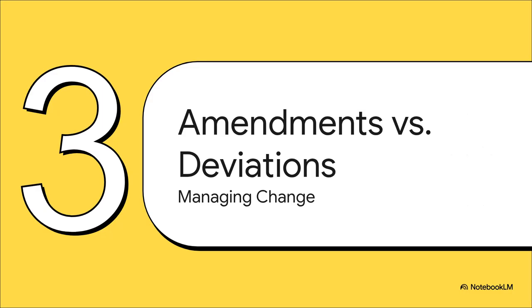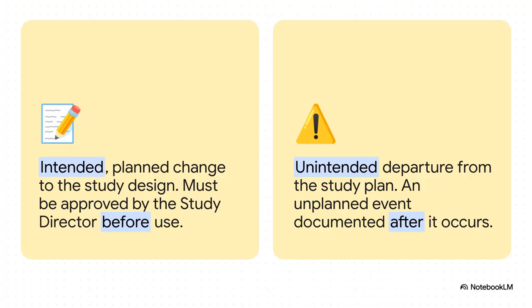All right, let's be realistic. In any study, especially a long or complex one, things are going to change. It's pretty much inevitable. So the key to staying compliant isn't to pretend change won't happen. It's all about how you manage it and, more importantly, how you document it. And this brings us to a really key distinction, amendments versus deviations.